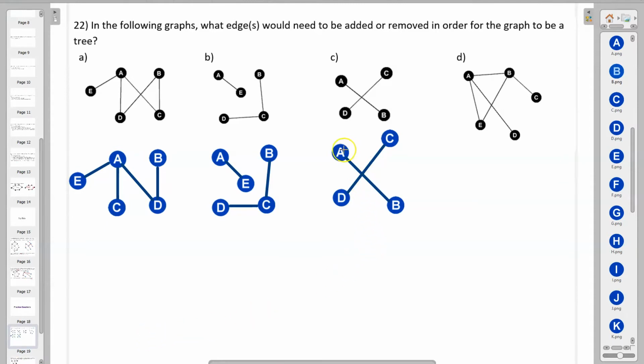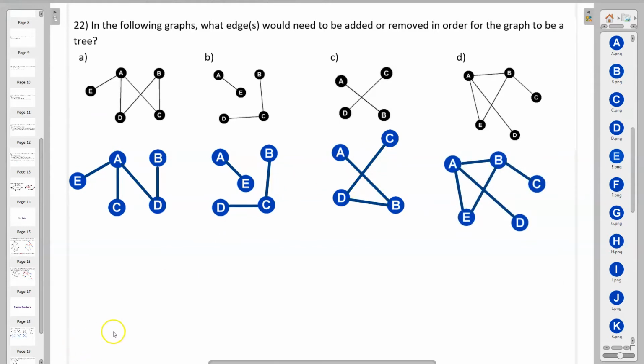In question C, we've again got an unconnected graph, so we need to make it a connected graph without making a circuit. There are again several possible solutions. I can connect A to C, or C to B, or D to B. Lots of choices. They all give me a connected graph without a circuit.